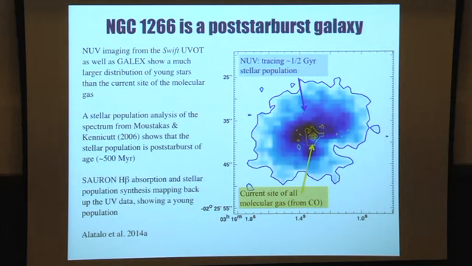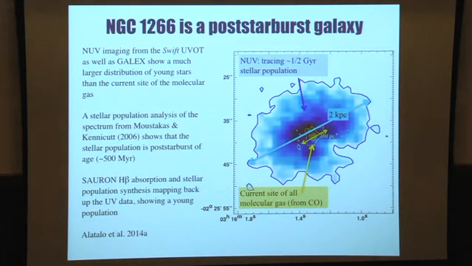NGC 1266 contains a post-starburst stellar population, another fairly important point. So when we looked at this system, we age-dated the stellar population. We found that the youngest stars that we could see from the absorption were about half a gigayear old. And that was also shown by the UV data, which you can see here, as well as the H-beta absorption, which also traces this A-star stellar population, so these intermediate age stars. And we compared the size of the A-star disk to the size of the current site of the molecular gas. And what we found was that they're about a factor of 10 off from one another. That means something happened half a gigayear ago. There used to be molecular gas out here half a gigayear ago, but now there's only molecular gas here.